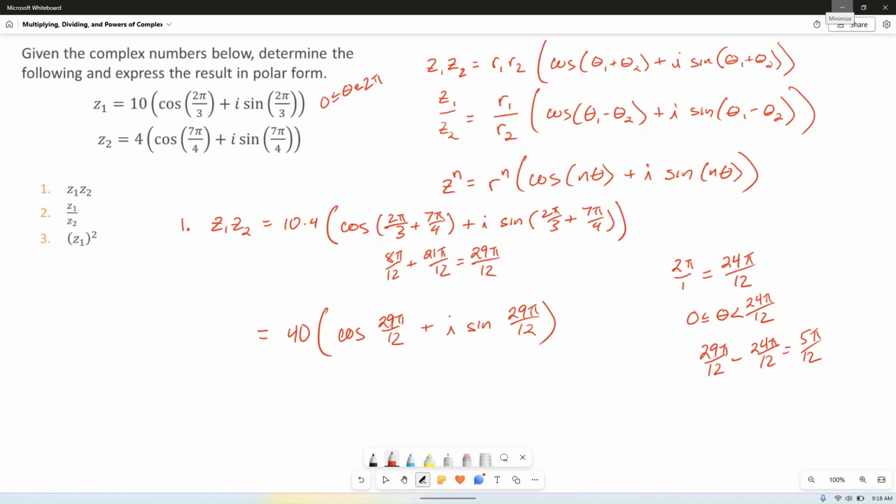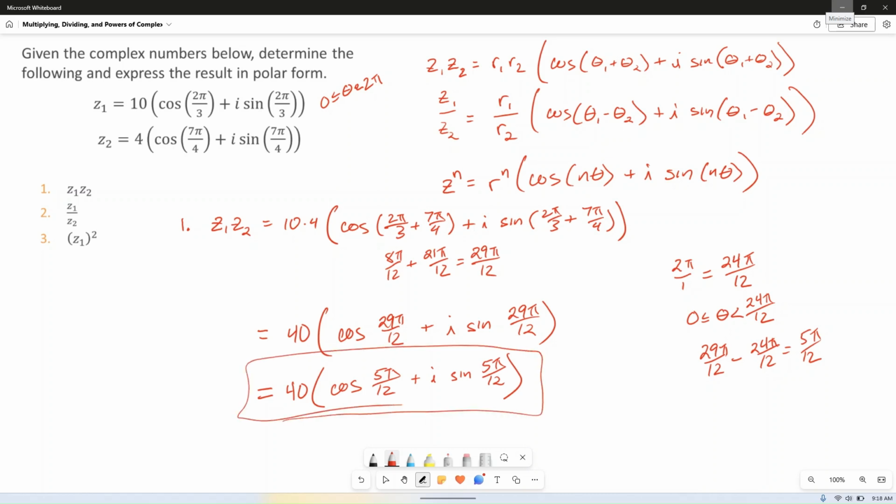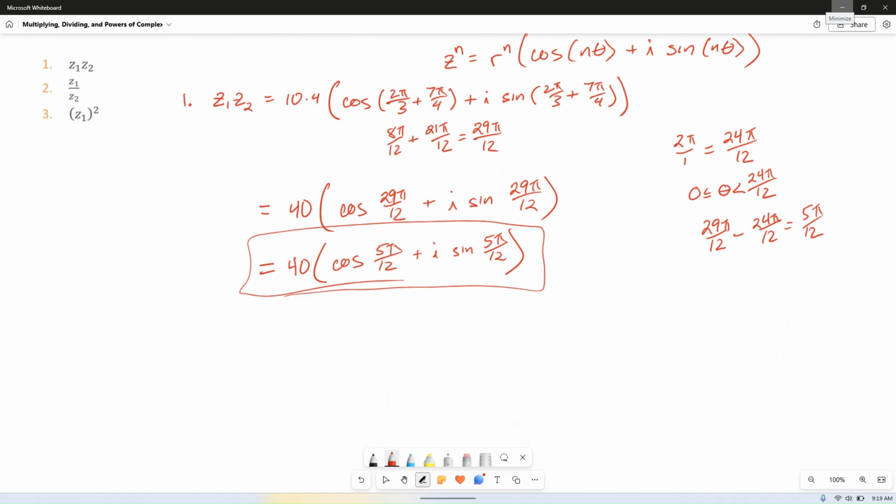So I can rewrite the result of this product as 40 times the quantity cosine of 5 pi over 12 plus i sine of 5 pi over 12. Okay, and I can go ahead and leave it. If we wanted to convert this, we could convert it into its rectangular form. You just have to figure out what the cosine of 5 pi over 12 and the sine of 5 pi over 12 are. Okay, but I'll just leave it there in complex form. All right, our second one, this time we're going to divide.